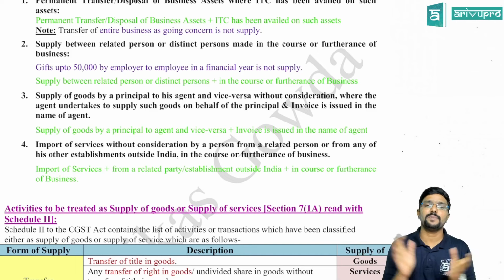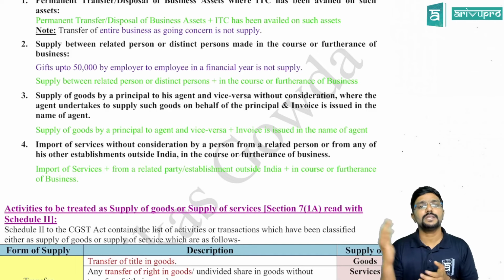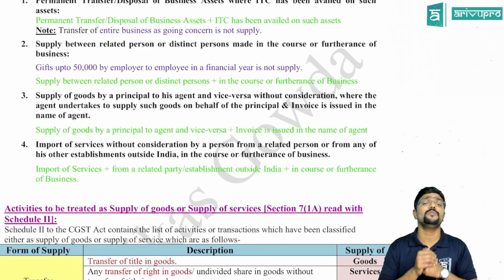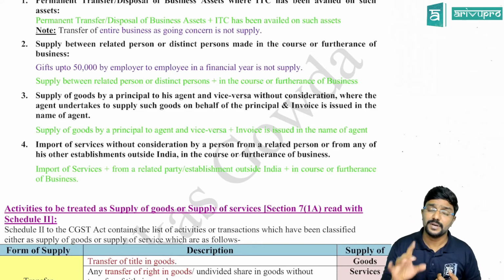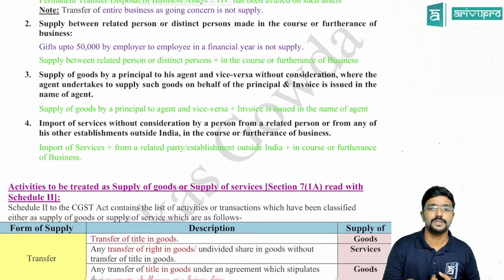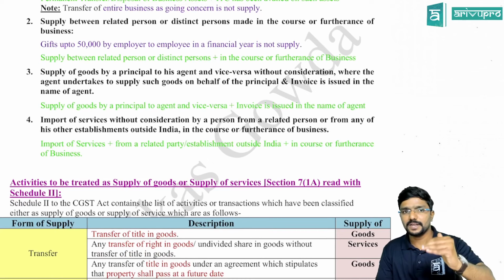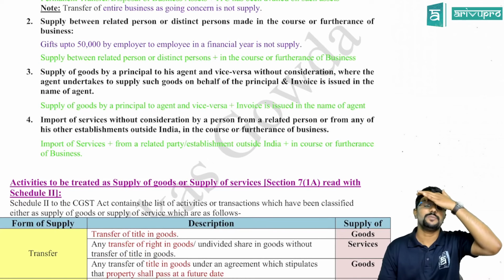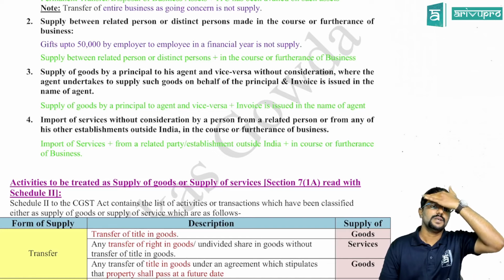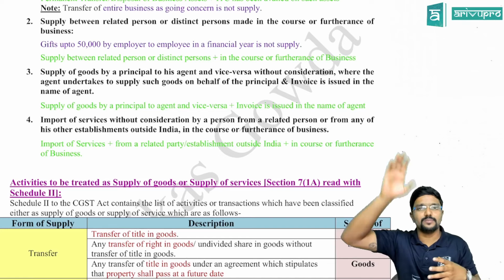So if there is any supply between the related person or the distinct person, it is always a supply, even though it is without a consideration, but it should be in the course or furtherance of business. So the condition is supply should be between related persons or distinct persons, and it should be in the course or furtherance of business. Related person includes many people.